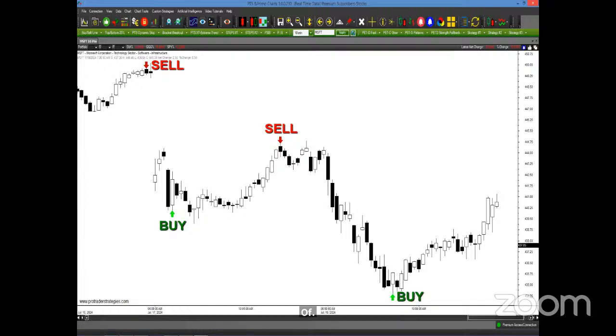This was on a 10-minute chart of Microsoft. So trust me, you can use it on a 1 or 2 minute chart. You can use it on a 5-minute chart. You can use it on tick charts. It makes no difference.